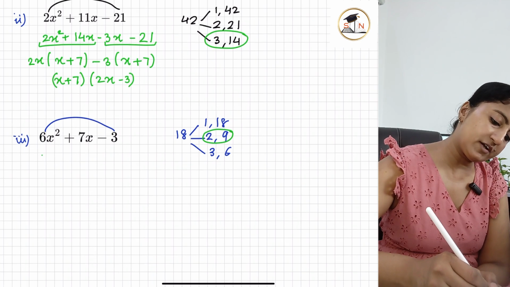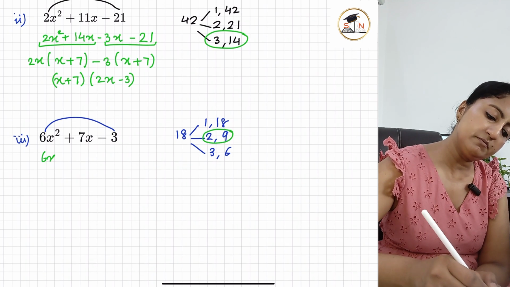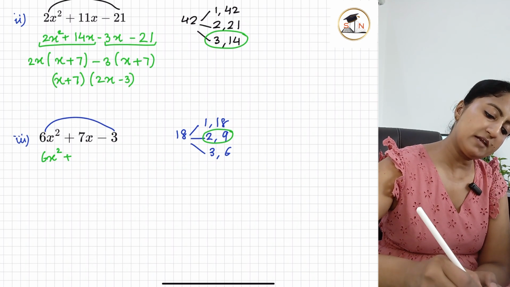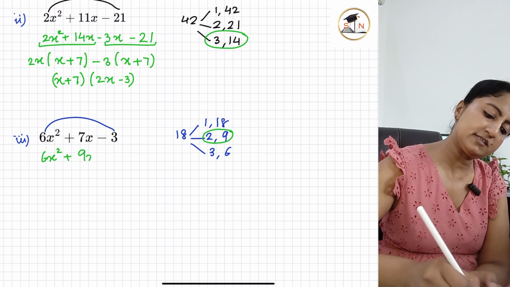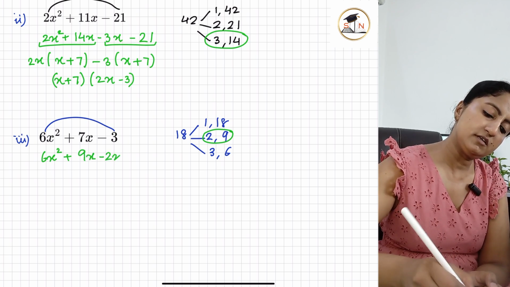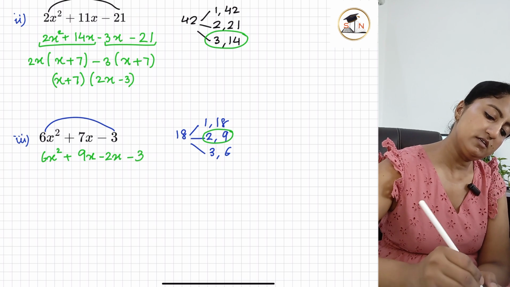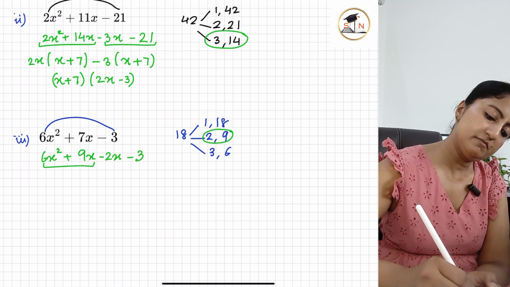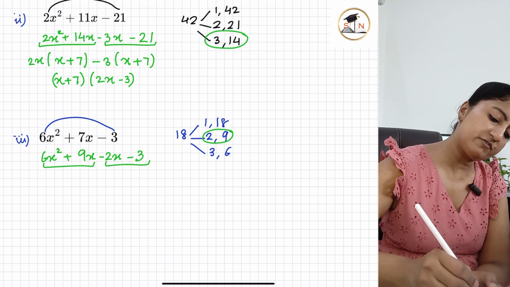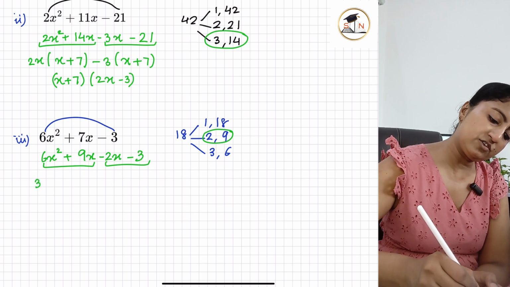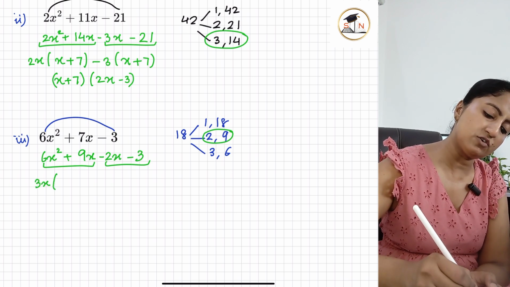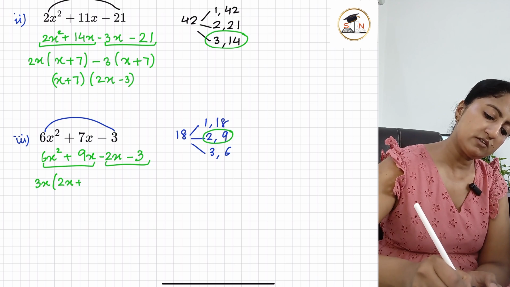So we are going to factorize now by splitting the middle term. 7x can be written as 9x minus 2x, minus 3. We will group them. Now we will take up common factors. 3x is the common factor from the first group, and that leaves us with 2x plus 3.